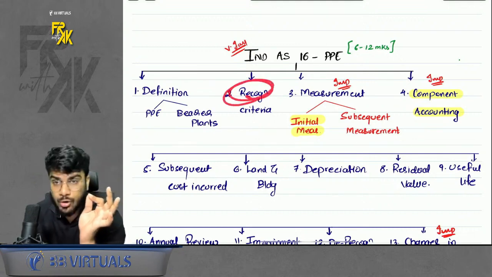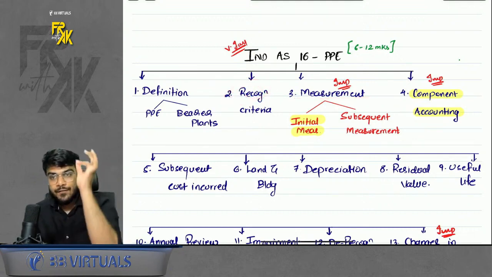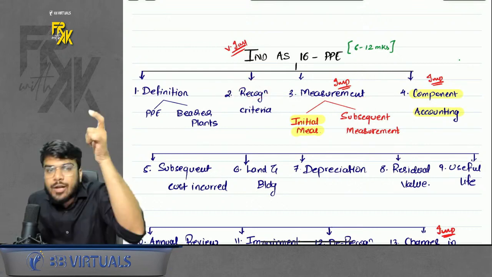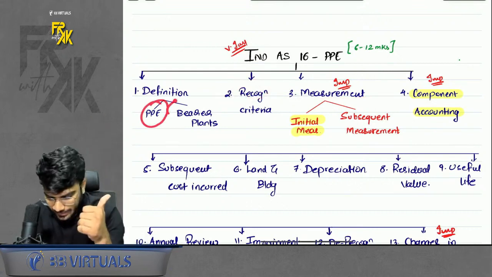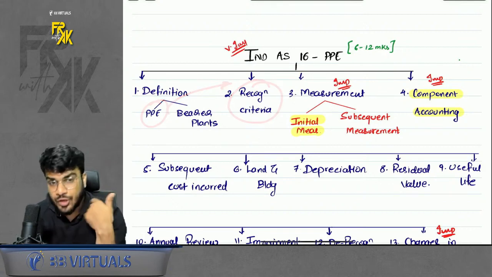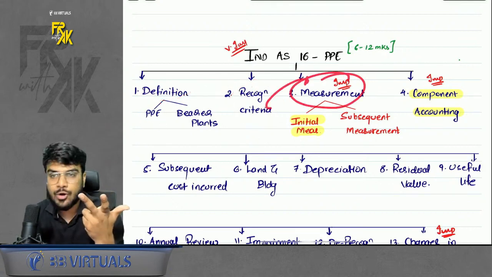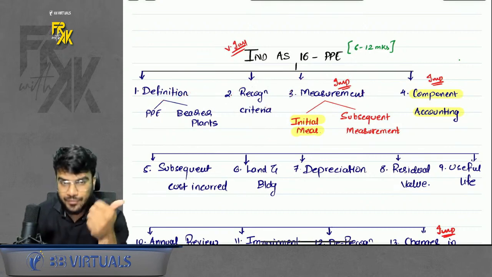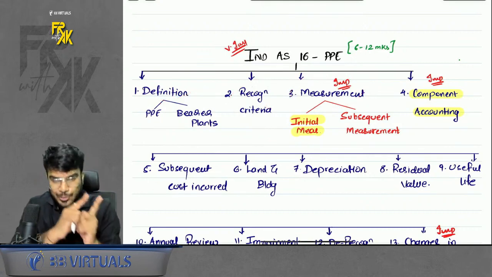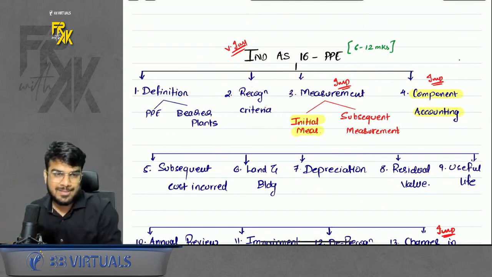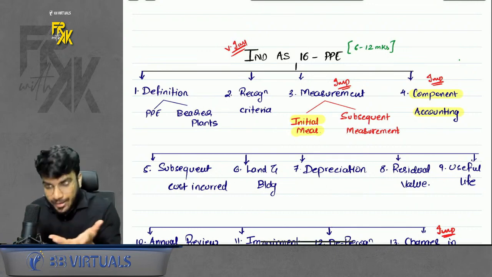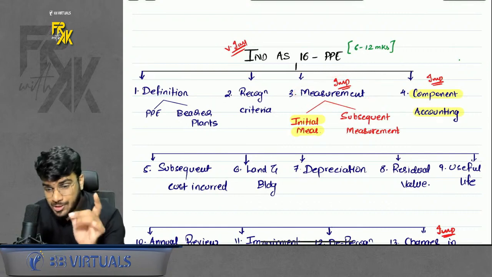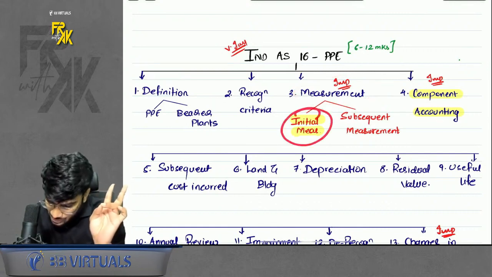Then if you record it, the third point is measurement. When you're recording it, at what value will you record it? That is known as measurement. So first define it, then decide whether to record or not. If you're recording it, then at what value will you record? That is known as measurement. Definition, recognition, measurement. You should understand the chronology of this. Also, measurement has two aspects: initial measurement, subsequent measurement.